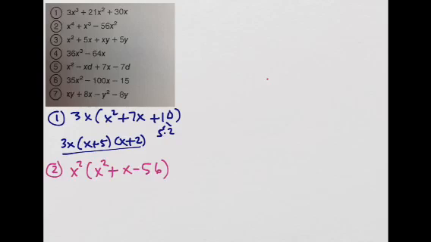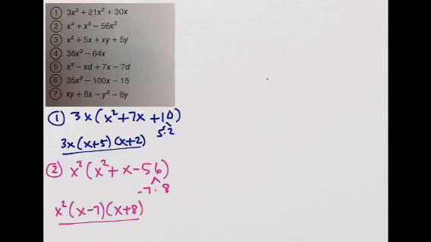Well, one of them has to be negative, right? Because you want a negative 56. So if I want my result to be positive 1, that means that the 7 is negative and the 8 is positive. So you would say, bring down the x squared, x minus 7, x plus 8. And that's how you would factor that.